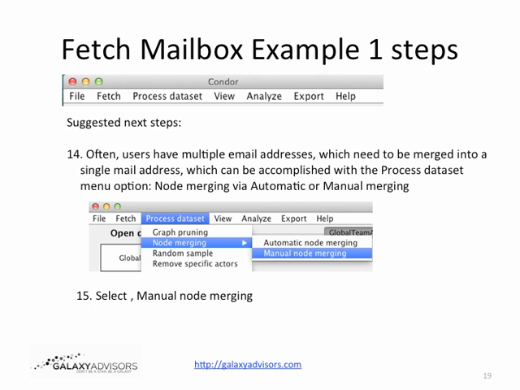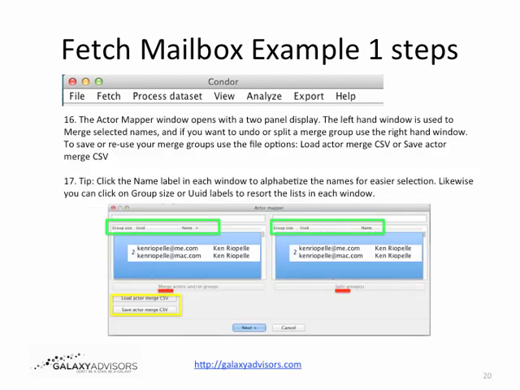So you can click Process, Dataset, Node Merging, Manual Merging, and that's what I suggest that you start off with. It has a way in which you can select multiple email addresses which you know are the same person and merge them. So in step 15, just select under Process, Dataset, Node Merging, Manual Node Merging. Then in step 16, the Actor Mapper window opens and two panels are displayed. Let's take a minute to explore this by looking at that picture of the Actor Mapper below.